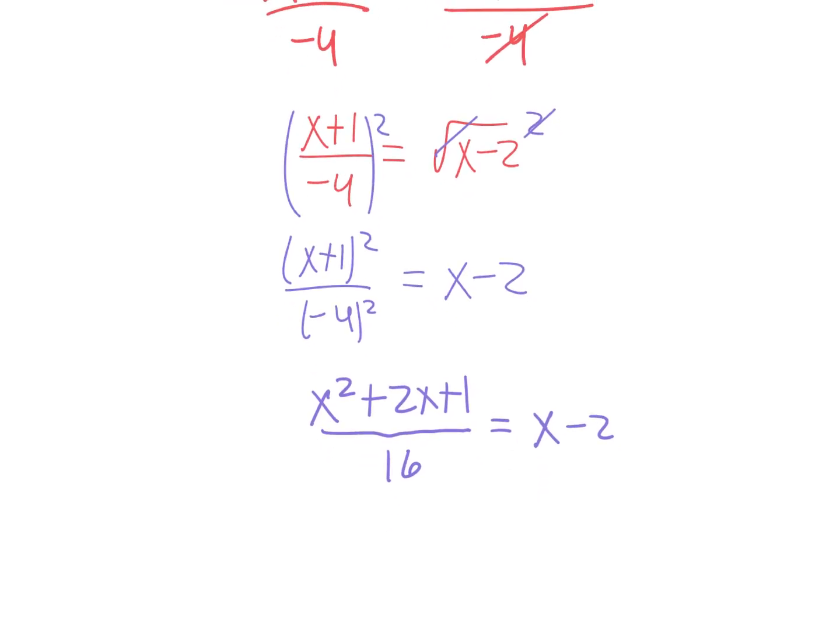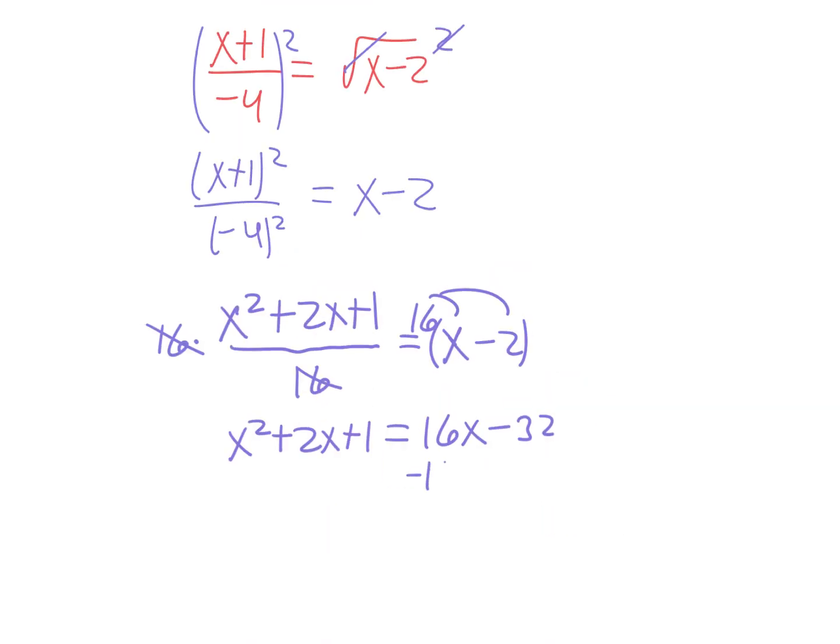And then now I want to get rid of that fraction, and to get rid of that fraction, I'm going to multiply both sides by 16. All right, and then over here I can distribute 16. Over here it cancels out, so I just get x squared plus 2x plus 1 equals, distributing that 16 is going to be a 16x minus 32.